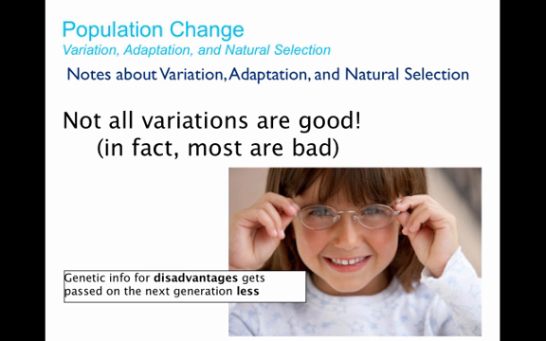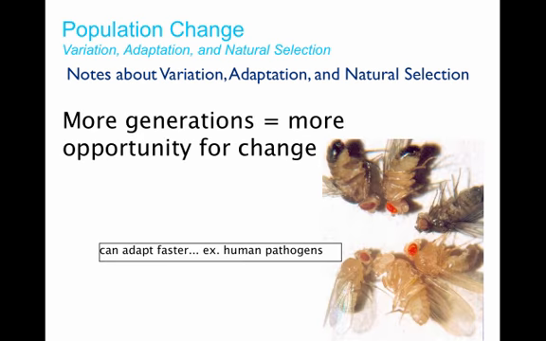And that means that genetic information for disadvantageous traits gets passed on to the next generation less. Now, we can't undervalue this observation that very few random mutations causing variation are actually good. Just so happens this is one of the major arguments against the theory of evolution by means of natural selection, and that's something we're going to talk about tomorrow.